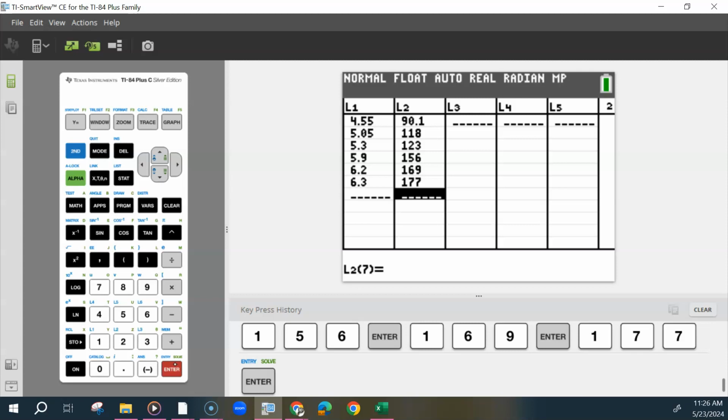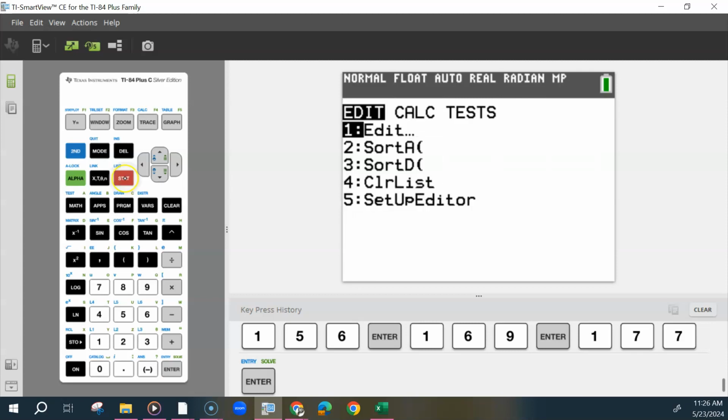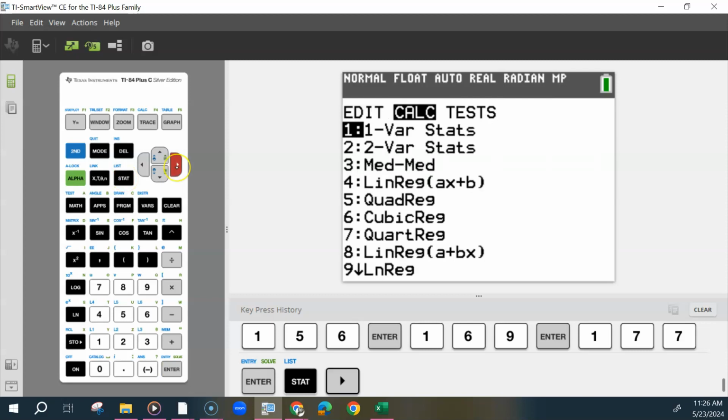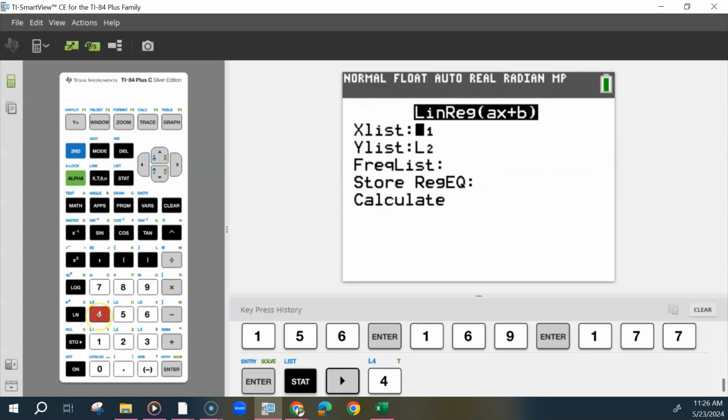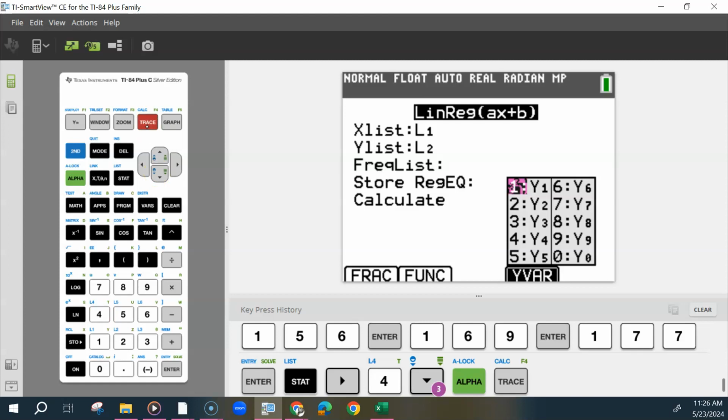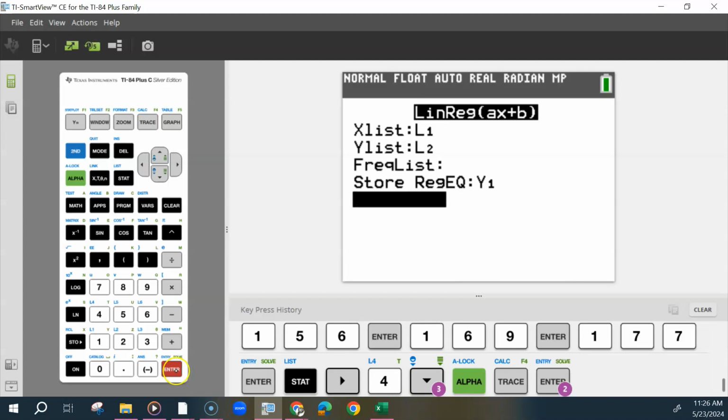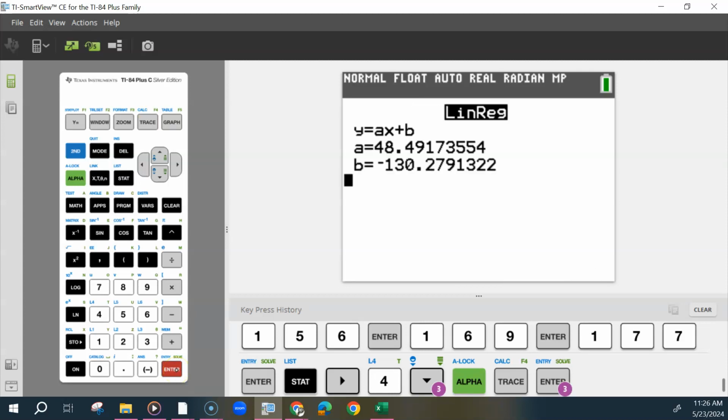And then once you have in all of your numbers, you're going to go back to stat, go over to calculate to the right, number 4. And because we want to be able to do this in the calculator, we're going to store this. So go down to store regression equation and hit alpha trace, and then enter 3 times. The equation that's given doesn't have all these decimals because they rounded it. But now that we have this, we can find A and B.